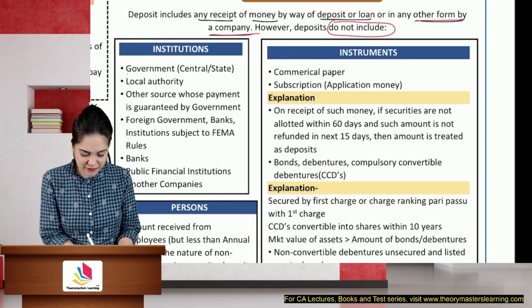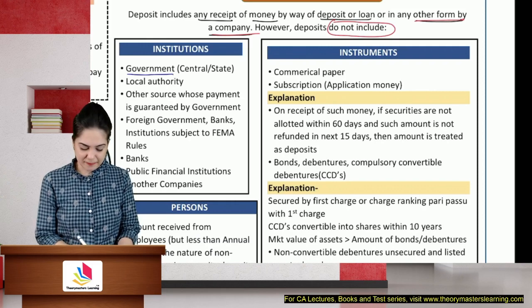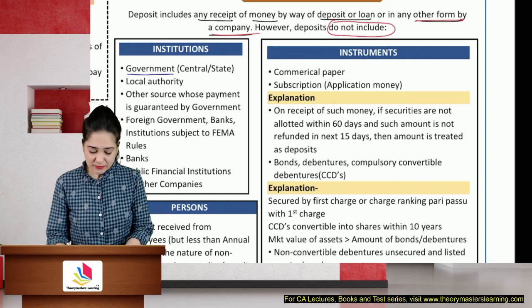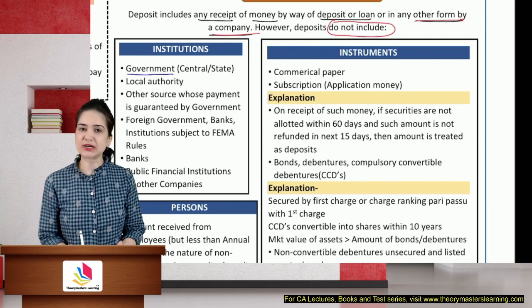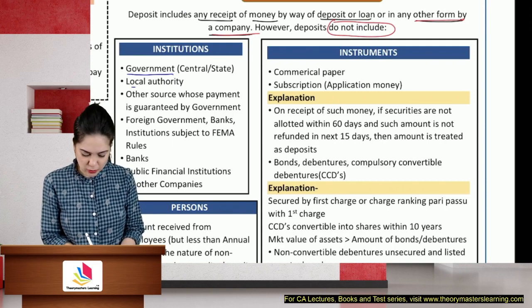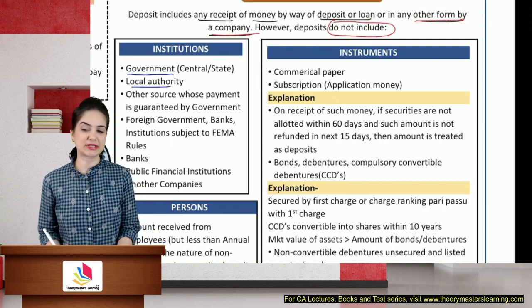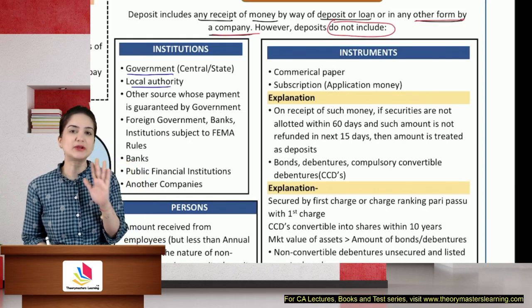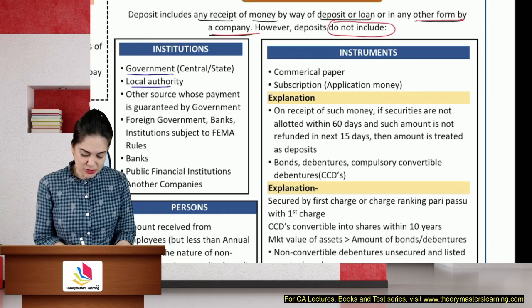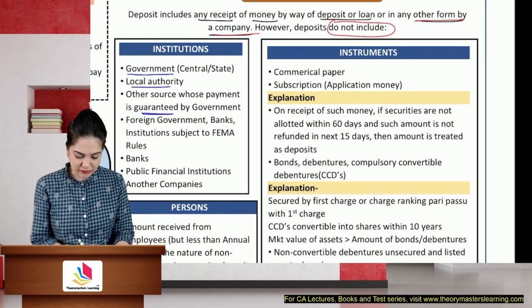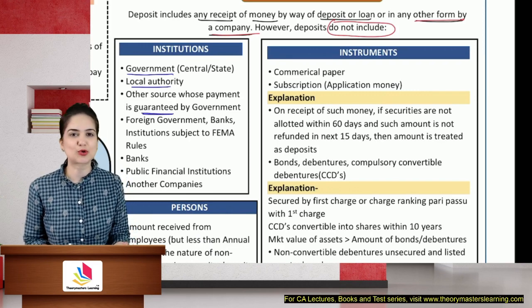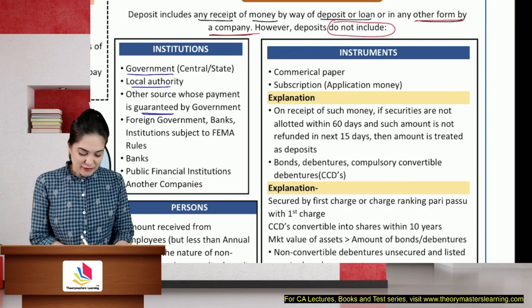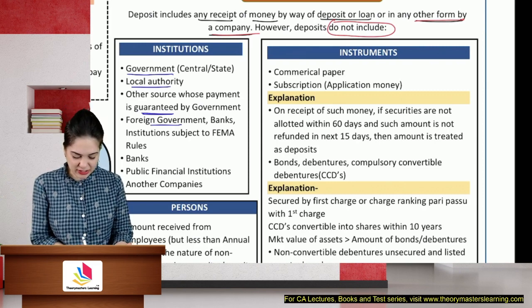Any money received from the government, either central or state government, maybe in the form of grants, that is not considered as deposit. Money received from local authority like municipality, that is not considered as deposit by the company. The provisions of deposits which we are going to study will not apply. Any other source whose payment is guaranteed by the government, so the government is giving a guarantee, there is no scope for default. Foreign government, any money received from the foreign government, banks, institutions subject to FEMA rules.